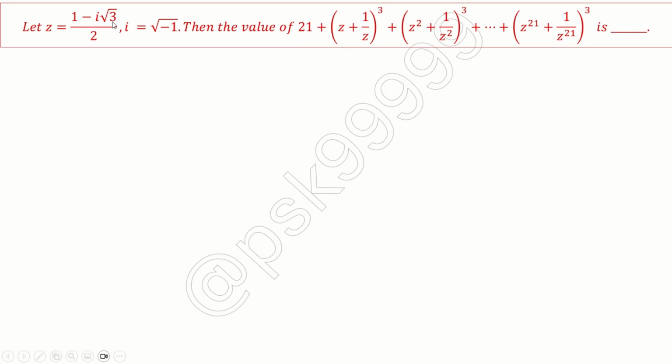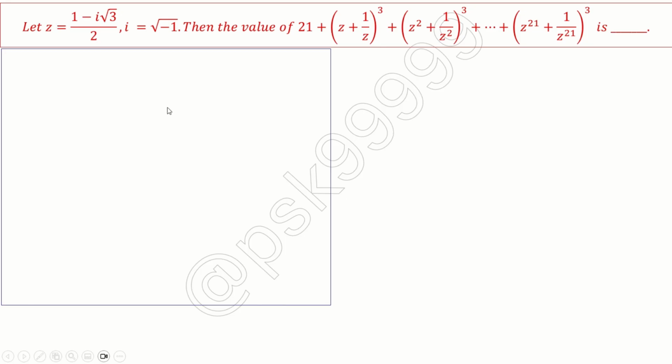Z is nothing but (1 minus i root 3) divided by 2. Now you have to remember one thing: cube root of unity. This is nothing but a cube root of unity value, so this is nothing but minus omega. (1 minus i root 3) divided by 2 is nothing but minus omega. Omega is a cube root of 1. You have three roots of the cube root of unity, and this is one of them. Now once you know this, what are the omega properties?